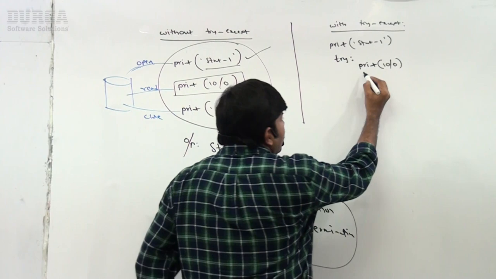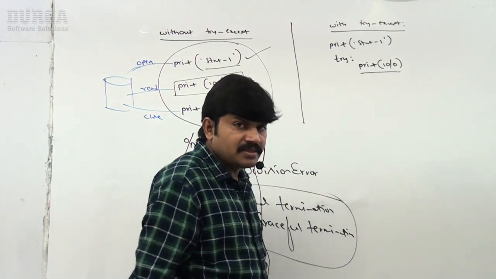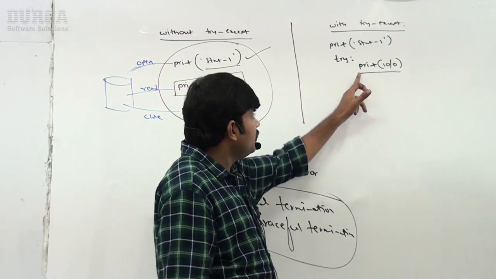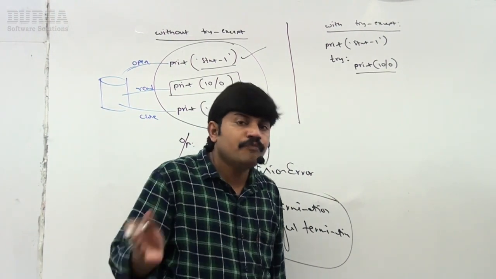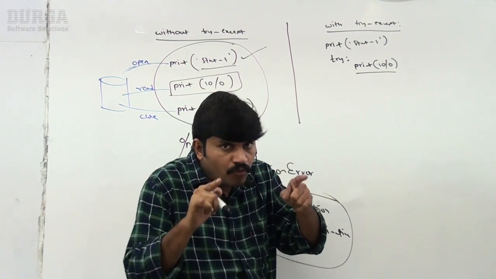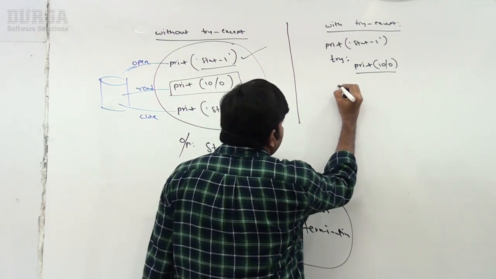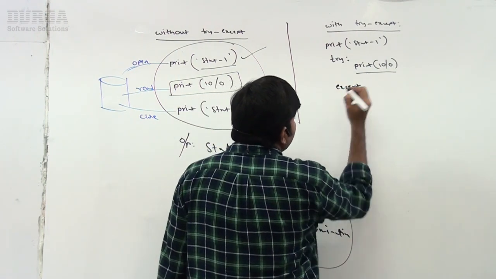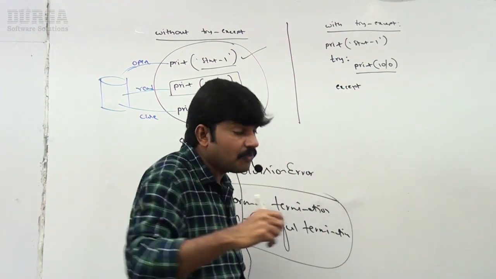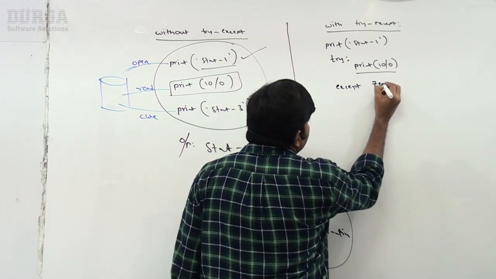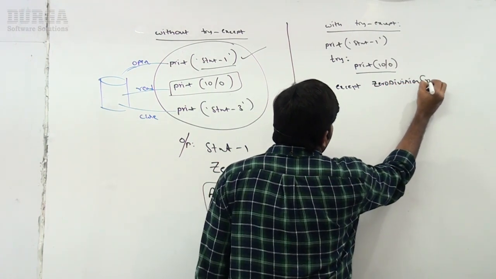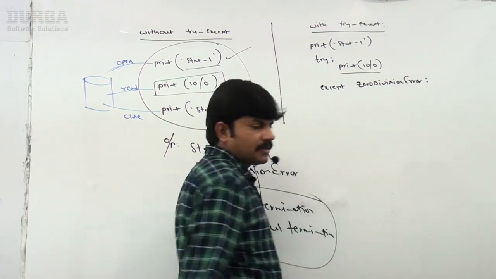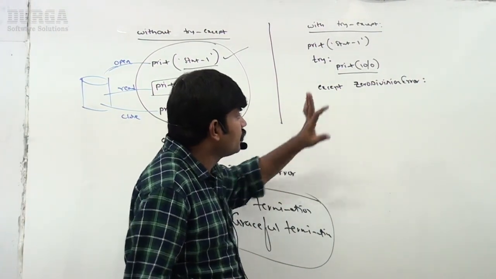So in this case, which exception will be raised? In this case, which exception is there a possibility to raise? Zero division error. If zero division error is coming, how do you want to handle it? Okay, except... which error is there a possibility? Zero division error. Like this I'm taking. So except zero division error.